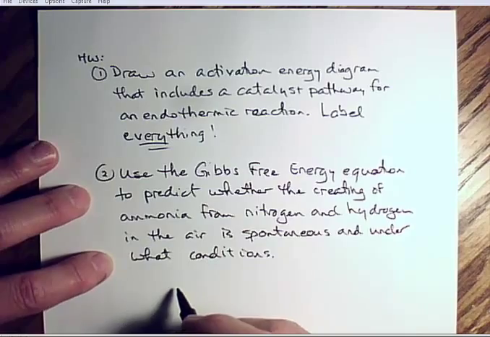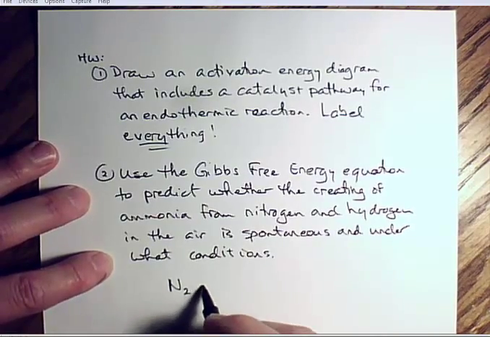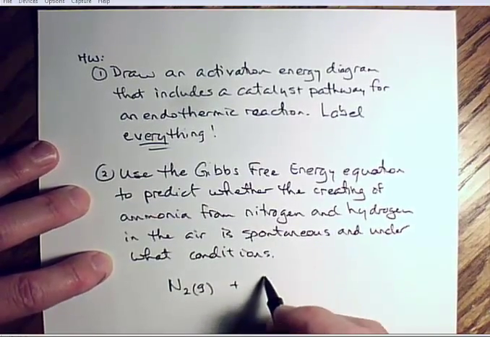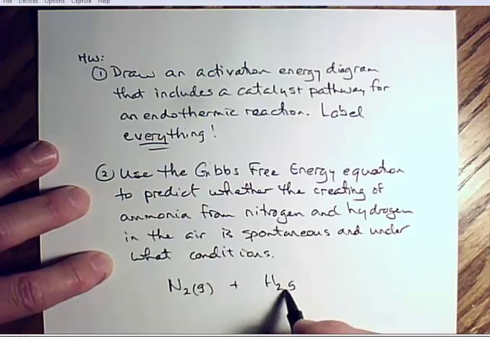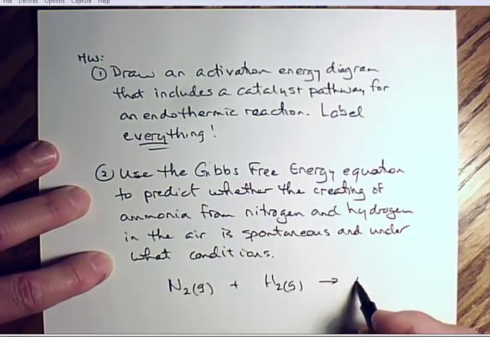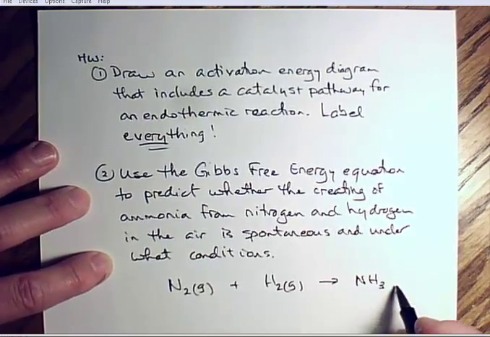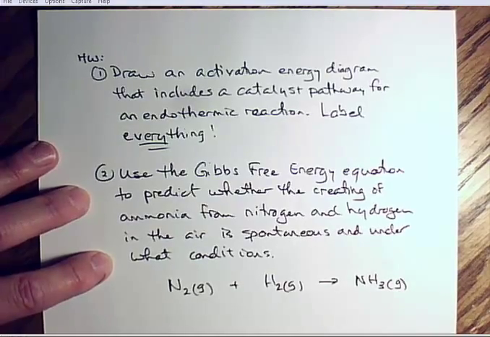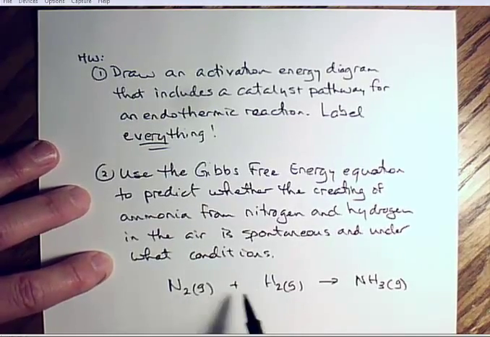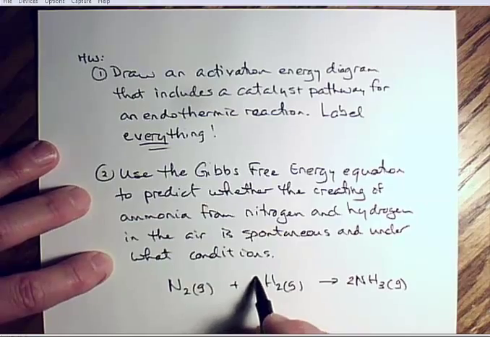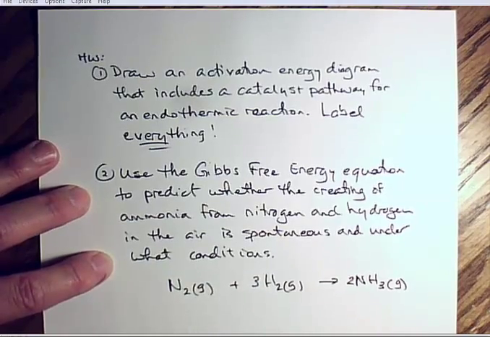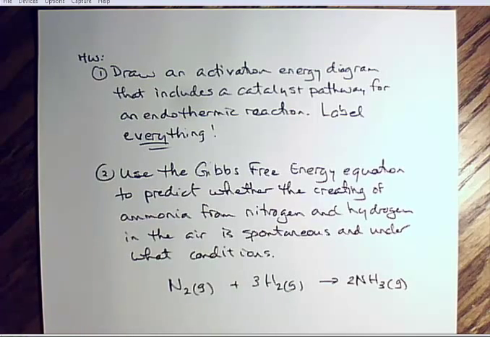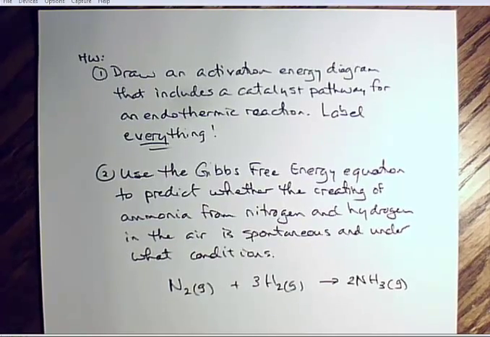All right, now here's the reaction we're talking about. Here's nitrogen. Here's hydrogen. And this is ammonia. Okay? To balance this we need 2 of these and 3 of these. And, well, I'll just leave it at that. I'll let you guys figure out when it's going to be spontaneous, basically, using the Gibbs free energy equation for your argument. Okay?